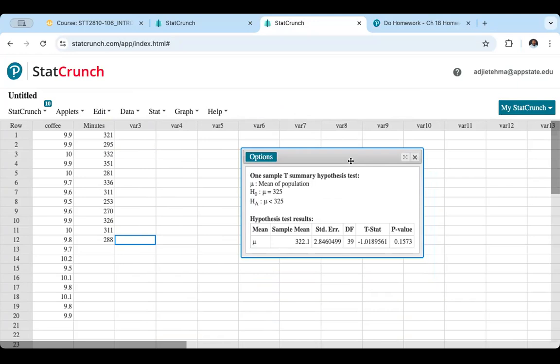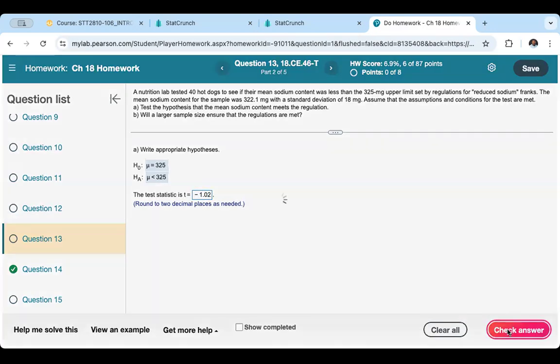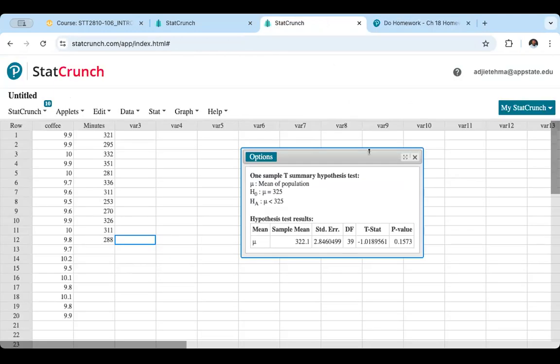My test statistic is what? Negative 1.0189. And then they want me to round that to 2 decimal places. So negative 1.02. What is the p-value? P-value to 3 decimal places. So it's 0.157, right?